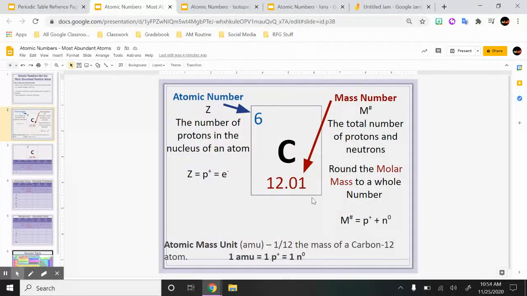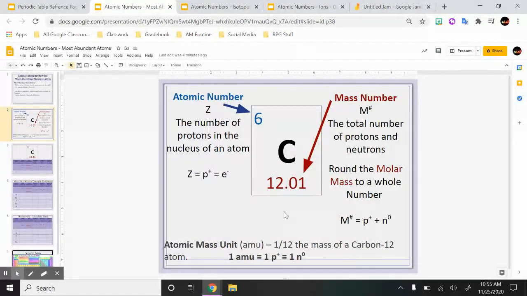We have another number on our periodic table. It is called the mass number, and it's going to be a decimal number at the bottom. Your atomic number is at the top, and it's always a whole number. The mass number is at the bottom usually, and it's usually a decimal number. Now, the reason it's a decimal is because it's actually an average. So this is an average of all of the masses of every carbon atom there is. So we took all of the carbon atoms and we figured out what their average mass was.